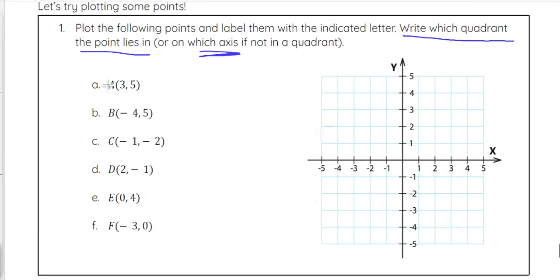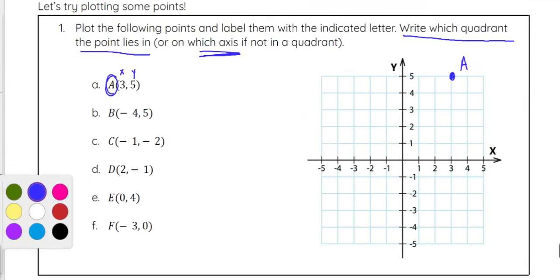So let's start with point A, (3, 5). Starting at the origin, we go 3 to the right because it is a positive x. Remember, x is always first, y is always second. Along the x-axis, we go 1, 2, 3. We don't put a point right there, but from that spot, we then move based on the y value. The y values go up if positive or down if negative. We see positive 5 as our y value. So we'll go up 5, put a point, and label that A, because that's what it says right here.